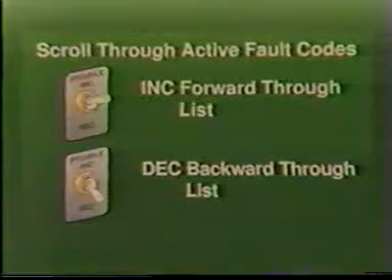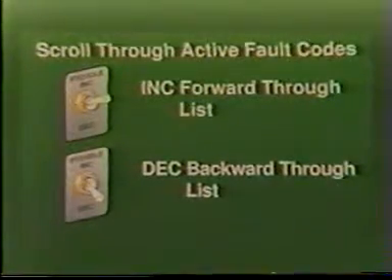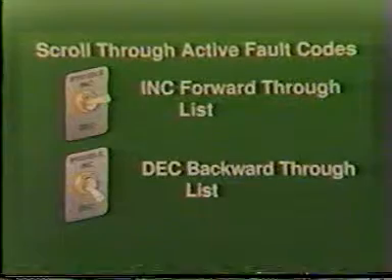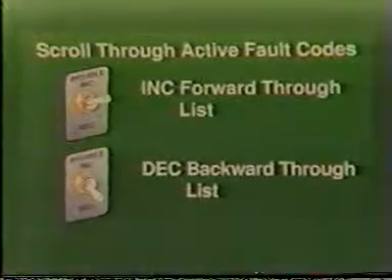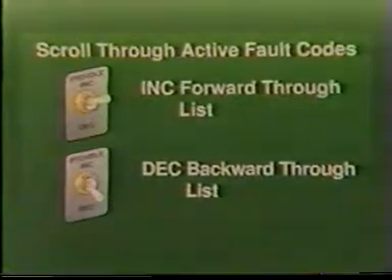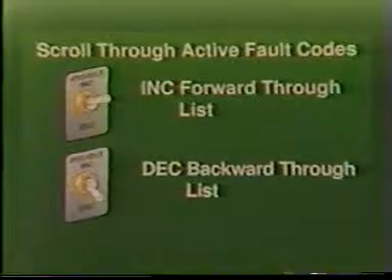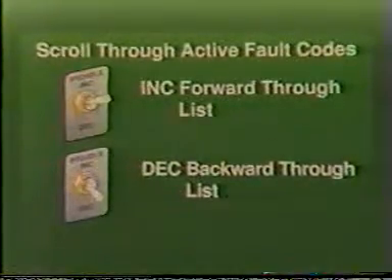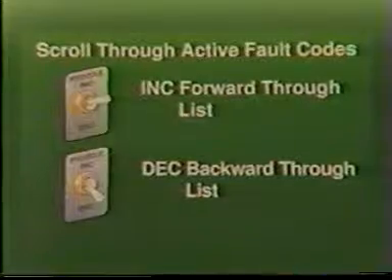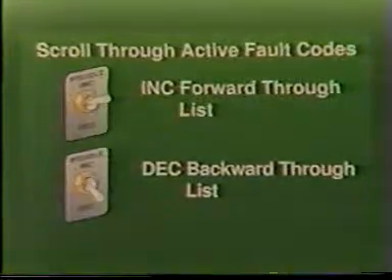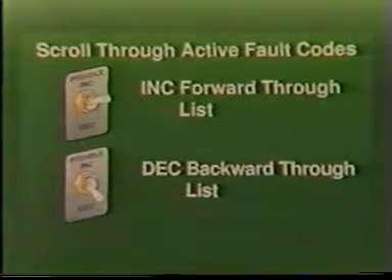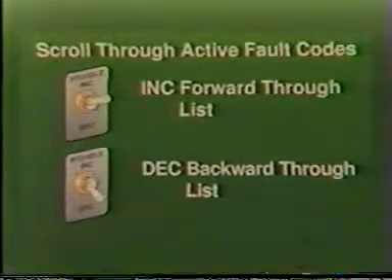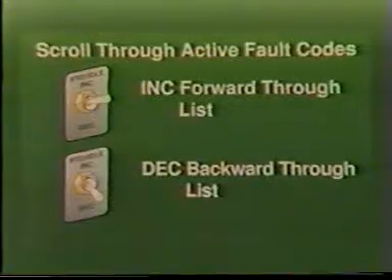To display the next active fault code, move the increment-decrement switch to the increment position. If there is another active fault code, it will flash out as before. If there is only one active fault code, that code will flash out again. If there are multiple active fault codes, use the increment-decrement switch to move through the list. The increment position will move forward through the fault list, and the decrement position will move backward through the list. If you move completely through the list of codes, you will come back to the first code again.